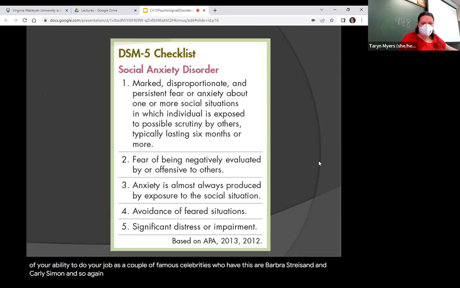And so again, here are the symptoms. Yeah, I'll probably take these out because they just kind of repeat what we just talked about.